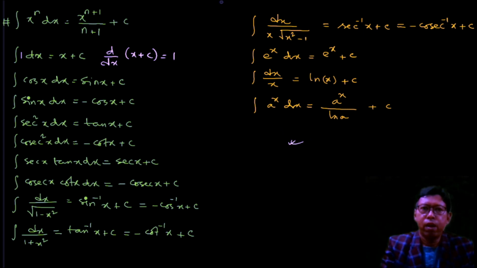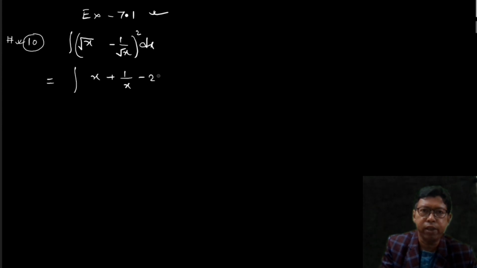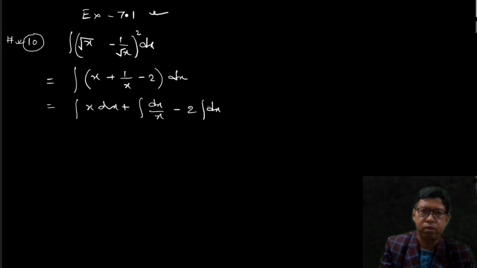Okay, now the square. I am showing integration of root x minus 1 by root x, whole square, dx. Very simple, as it is of the format a minus b whole square. So this will be x plus 1 by x minus 2 times root x into 1 by root x. Root x is cancelled. x is not 0, obviously. This is dx. Okay, you split this: integration of x dx plus integration of dx by x minus 2 times integration of dx. 2 is a constant, so you can take it out of the integration.